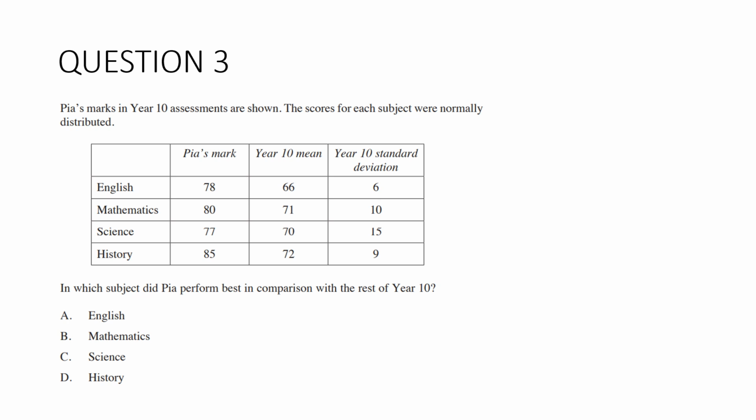Question 3. Pia's marks in Year 10 assessments are shown. The scores for each subject were normally distributed. In which subject did Pia perform best in comparison with the rest of Year 10? So we want to work out the Z-score. Our formula from our formula sheet is the score, take away the mean, divided by the standard deviation. So let's work that out for English. For English, we're going to have 78, take away 66, divided by 6.